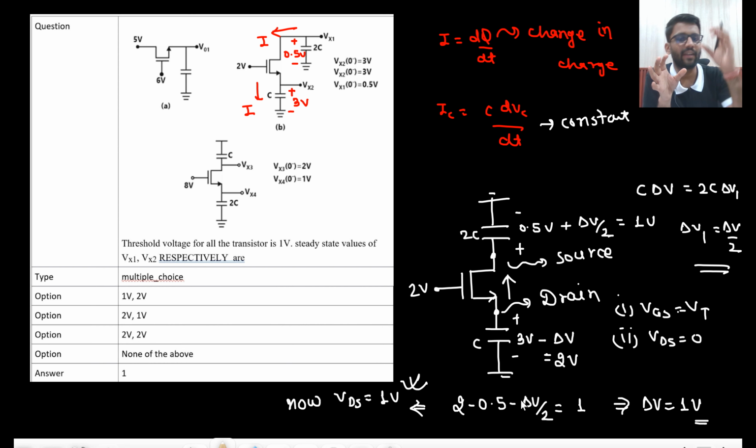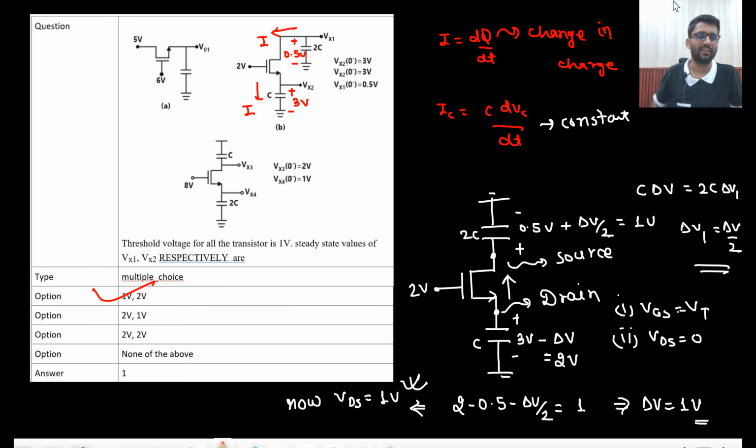If VDS is 1 volt and VGS is equal to VT, that is the steady state, because this capacitor 2C cannot charge further. But if we calculate this value and find that VDS is negative, that means something is wrong, because VDS cannot be negative. VDS can only go down till 0, but here VDS is 1, which is acceptable, and delta V is 1 volt. So this capacitor will charge to 1 volt and this will be at 2 volt. So basically our Vx2 will be 2 volt and Vx1 will be 1 volt. So that is our steady state. Let's check out the next question.